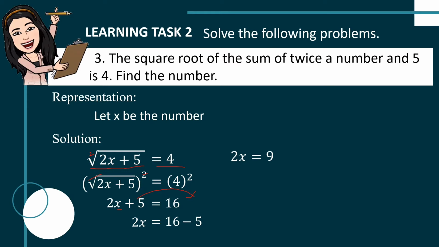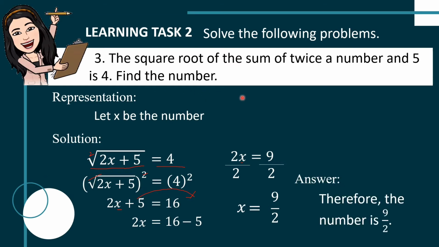Right? Okay. Now, in order to solve for the value of x, we need to divide both sides by 2. Therefore, our x is equal to, can we divide 9 by 2 exactly? Okay, no. So, therefore, our answer can be a fraction. That is 9 over 2. So, this is our answer. Since x is the number, and we are looking for that number, therefore, our answer is, the number is 9 over 2. Okay, as simple as that.